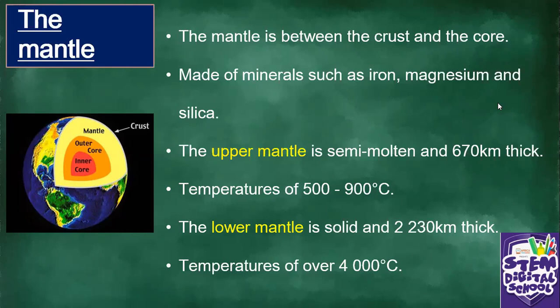Temperatures can reach up to 500 to 900 degrees Celsius. The lower mantle is solid and about 2,230 kilometers thick. Temperatures are over 4,000 degrees Celsius. So that is the mantle.